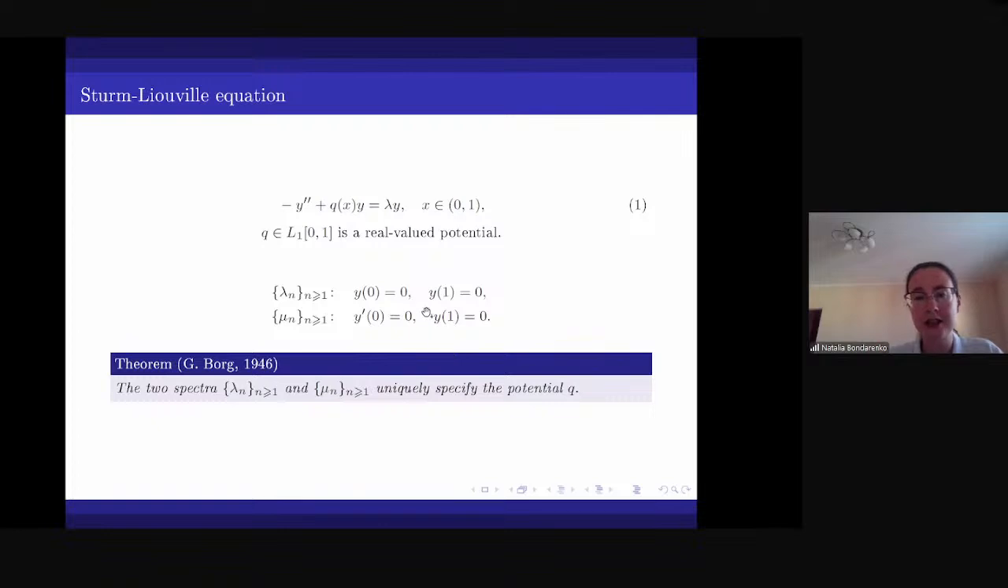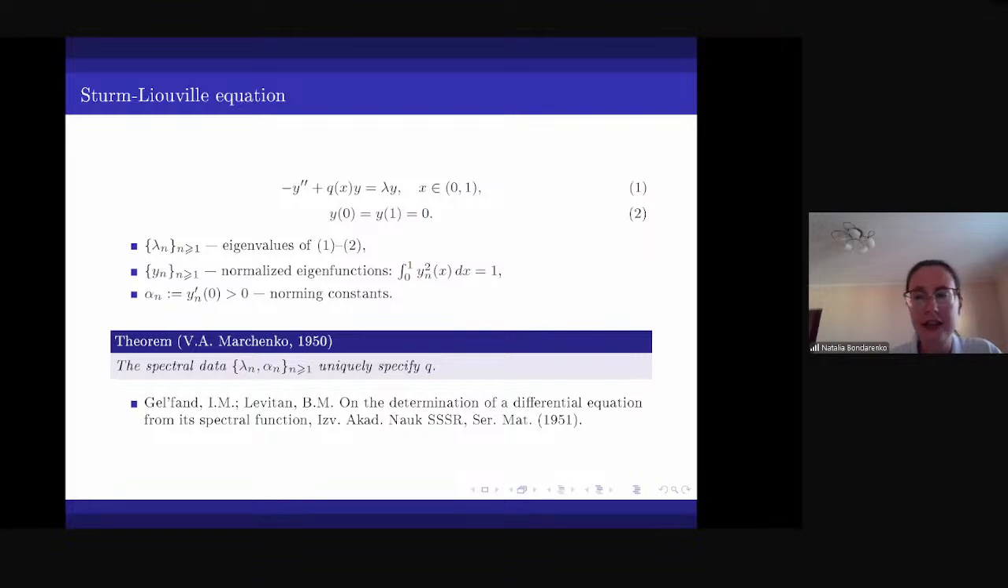What is important here is that we have the same boundary condition at one of the ends of the interval, say at x equals 1, and at 0 we have different boundary conditions. Another classical inverse problem statement for the Sturm-Liouville equation consists in specification of eigenvalues and norming constants.